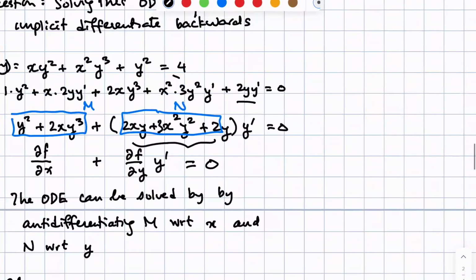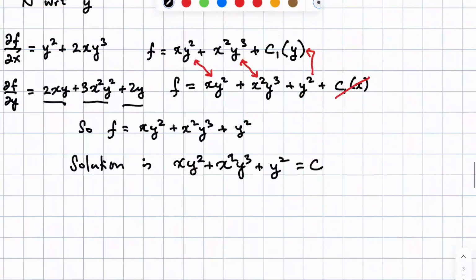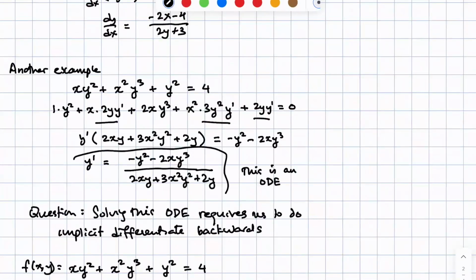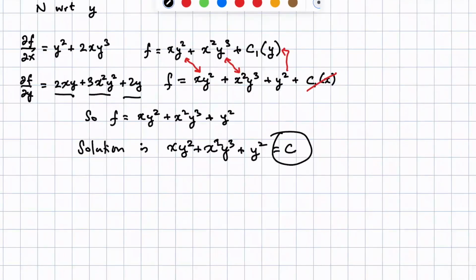Now our constant was 4, but we can't really recover the constant unless we have an initial condition. So without an initial condition, supposing you just started here, you'll wind up with a C. And so here's my C. All right, so that's the conclusion of that problem. This is working backwards in an implicit differentiation problem.